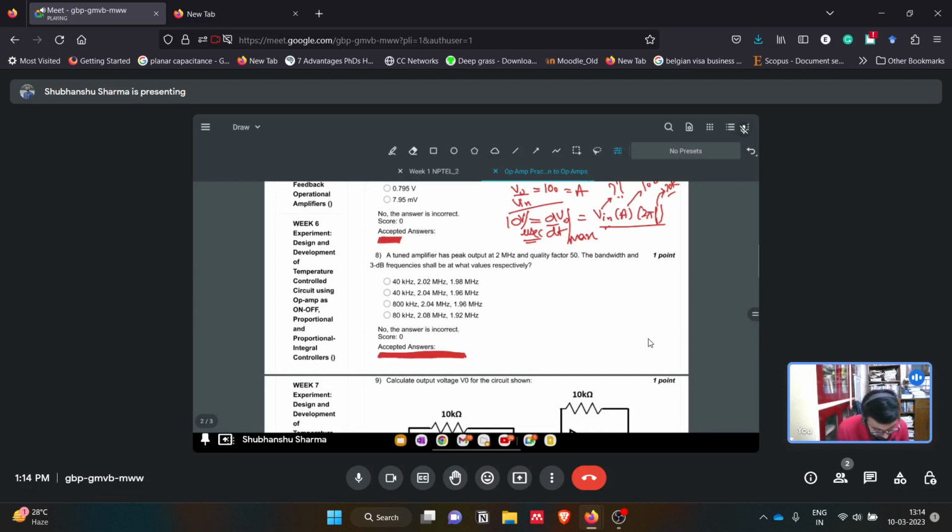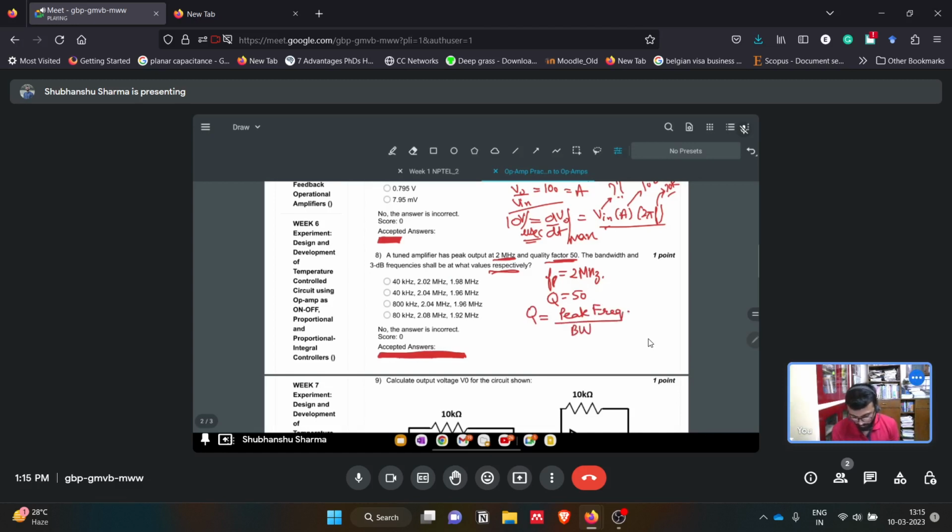Then our next question says that a tuned amplifier has a peak output at 2 megahertz and quality factor 50. So it is given, peak is 2 megahertz, quality factor is 50. The bandwidth and 3 dB frequency shall be what values respectively. So for this, the Q is given by peak frequency divided by bandwidth.